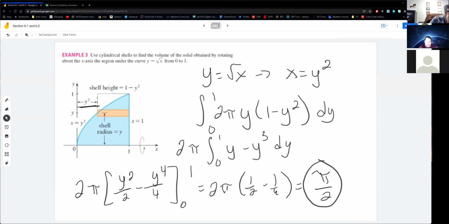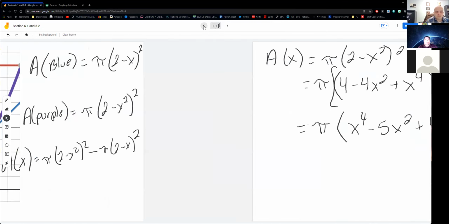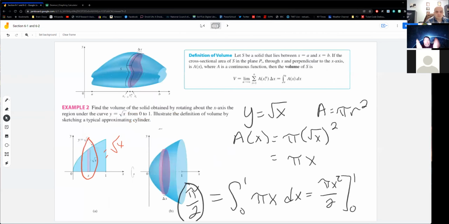Is there a reason why you wouldn't just use the disk method here? Yeah, I wanted to show you that it was harder. This is actually the very first problem we did tonight. So this problem right here is the same as this problem.